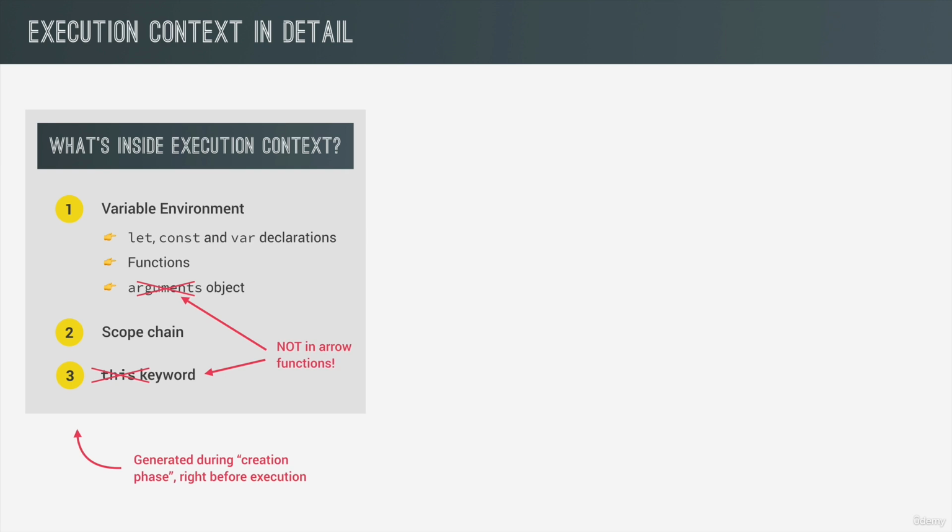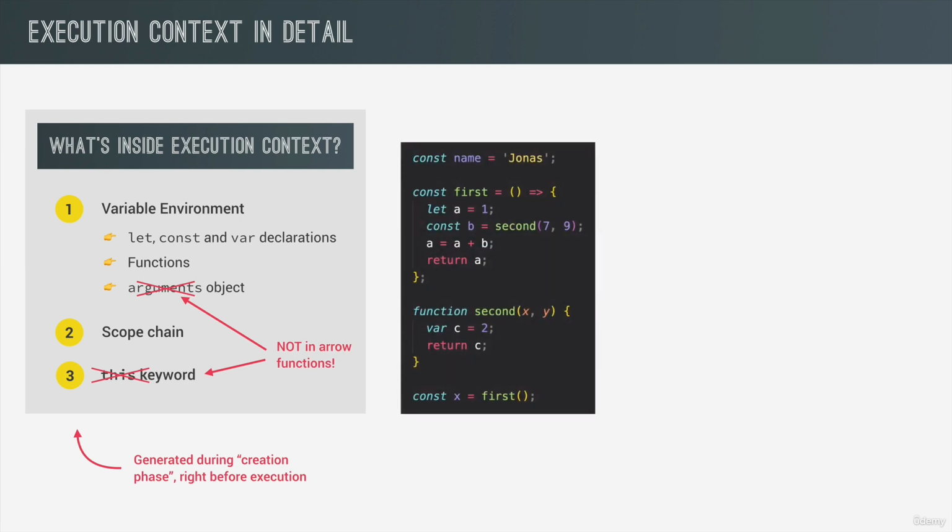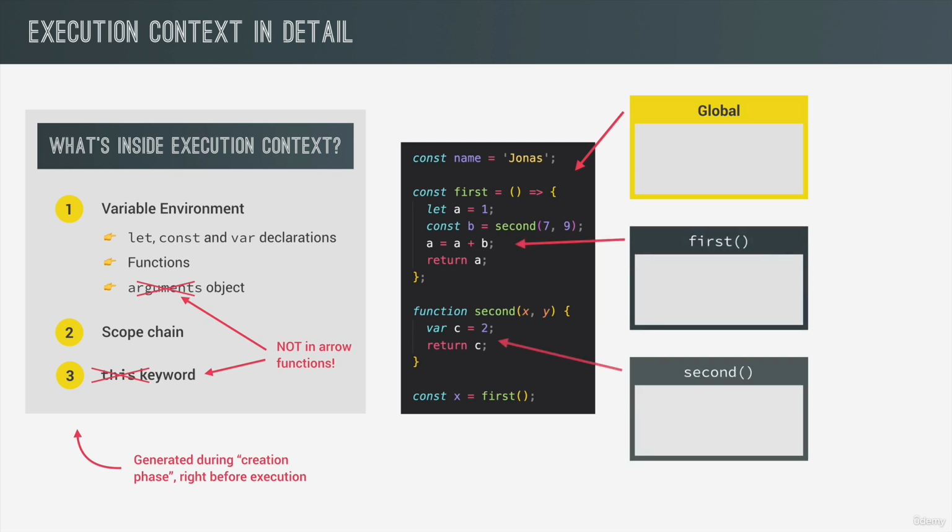And now let's actually try to simulate the creation phase for this code example here. So, as you hopefully know by now, we will get one global execution context and one for each function. So one for the first function and one for the second function. In the global context, we have the name variable declaration, the first and second function declarations, as well as the x variable declaration. For the functions, the variable environment will literally contain all the code of a particular function.